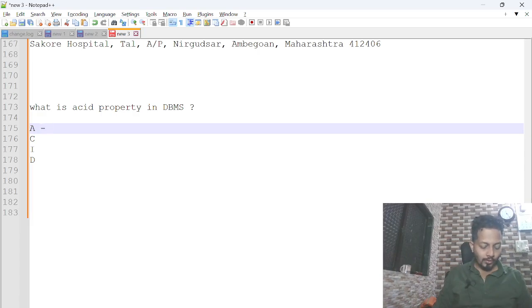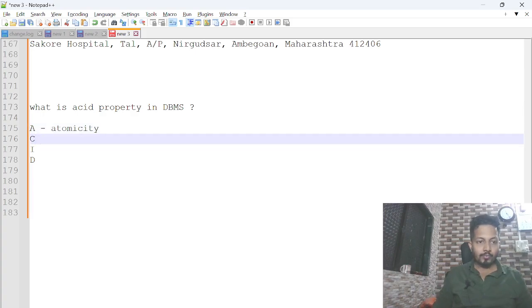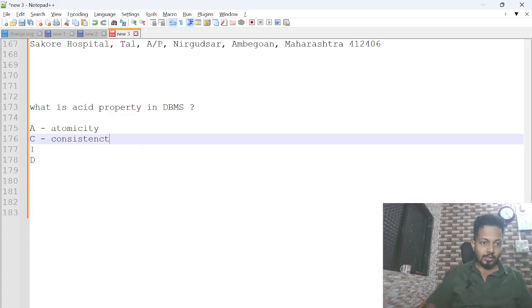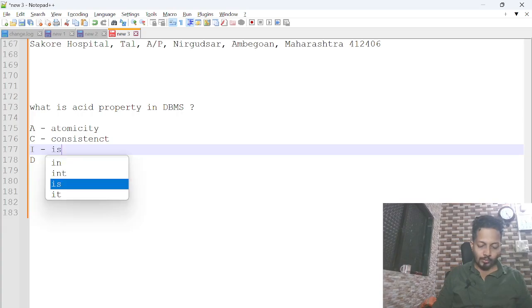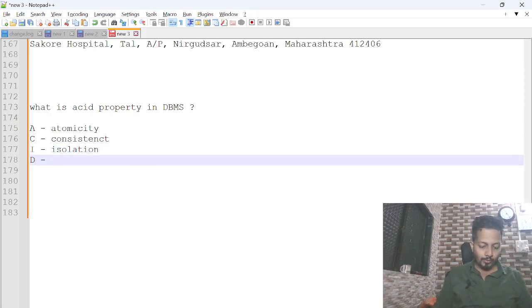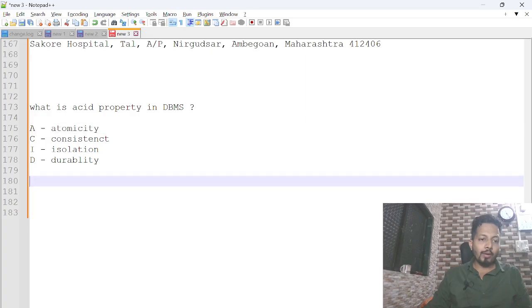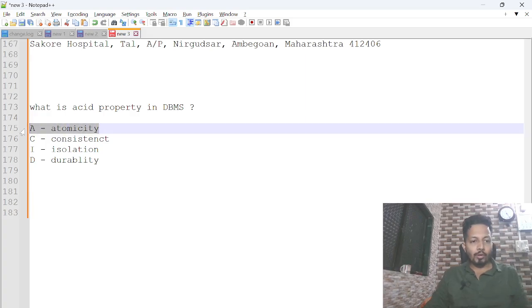A stands for atomicity. C stands for consistency. I stands for isolation. And D stands for durability. We'll see the meaning of each one by one. First, we'll see what is atomicity.